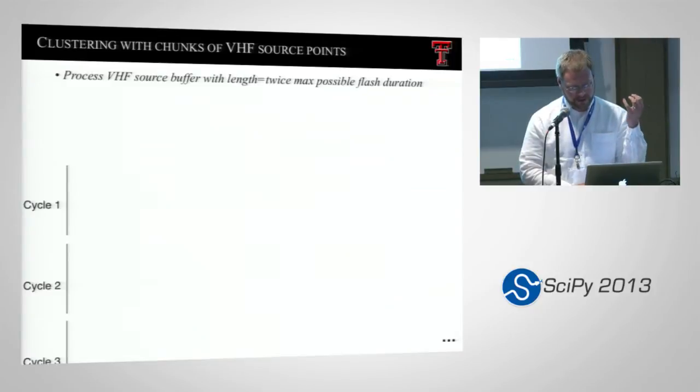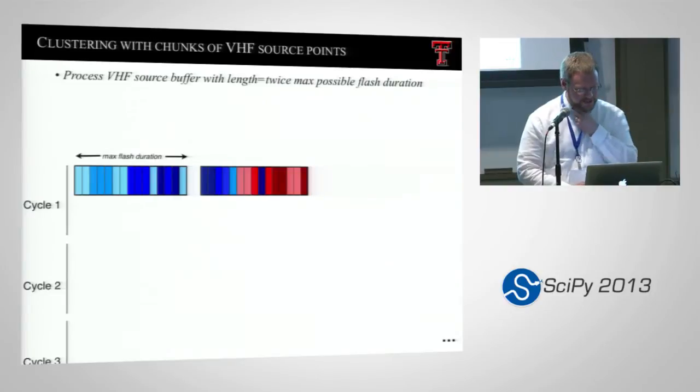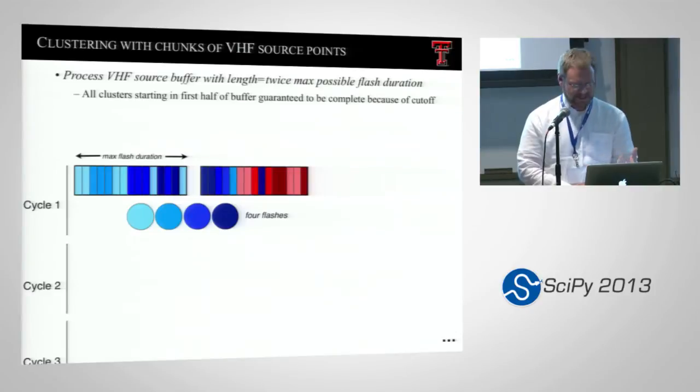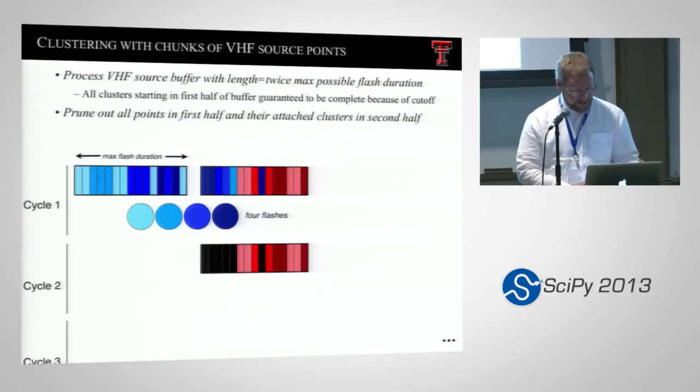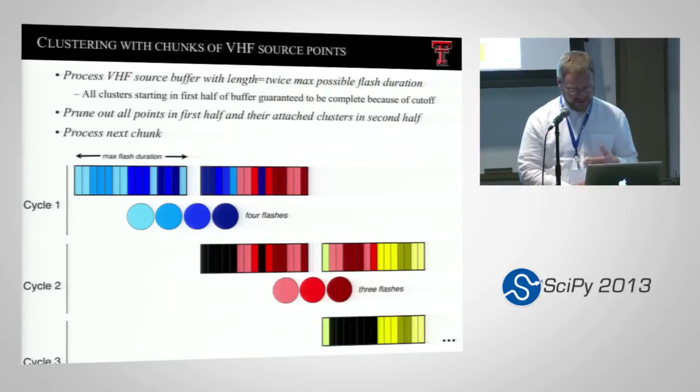I look at a VHF point source buffer with a length that's twice the maximum possible flash duration. So there's my max flash duration and a set of points where the colors correspond to individual different flashes. And I'll look at a buffer that's twice that length. And then I'll sort that with DBSCAN, pull out flashes. And then in my second cycle, I'll grab another chunk of points and use those points that didn't sort into flashes that are part of the first original chunk. So that process repeats onward, and it just keeps moving along.